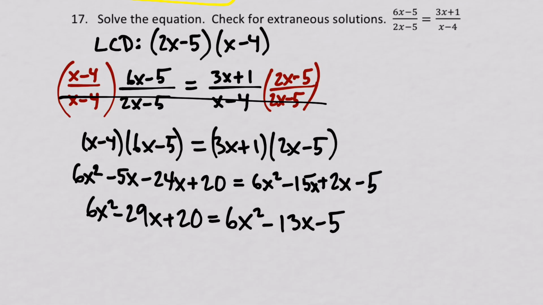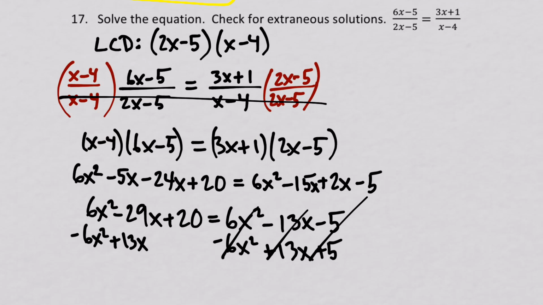So if I'm going to move everything to the left side, I'm going to subtract 6x squared. I'm going to add 13x, and I'm going to add 5, because that will cancel each one of those three pieces. So I'm going to subtract 6x squared. I'm going to add 13x, and I'm going to add 5. Alright, I'm going to continue over here.